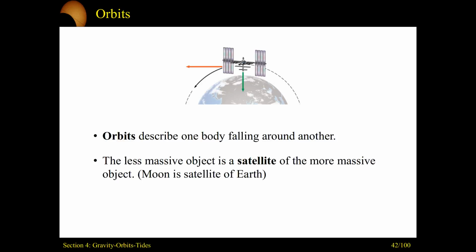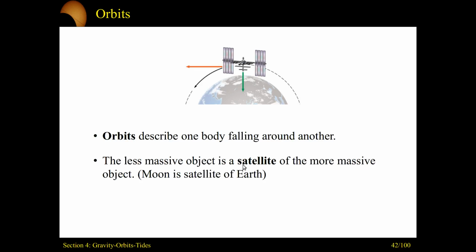Let us begin our discussion on orbits by properly defining them and what we mean by satellites. Starting with orbits, an orbit is just a description of how one body is falling around the other. And this is going to be a recurring theme when we discuss orbits. It's all about falling towards the other thing. It's not about rotating around it. That's part of the picture, but all of it's captured with the idea of falling.